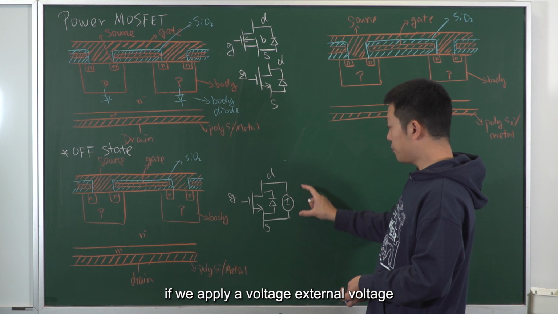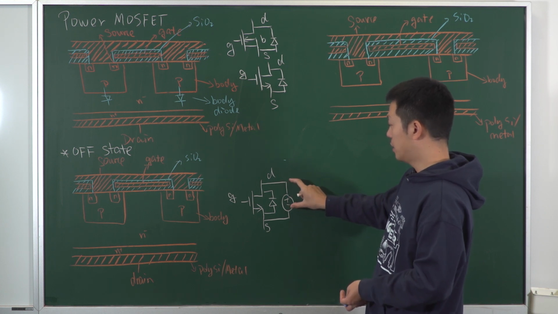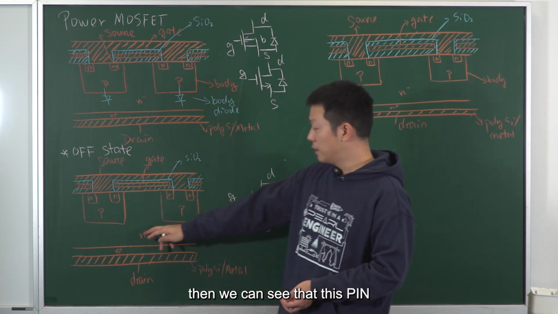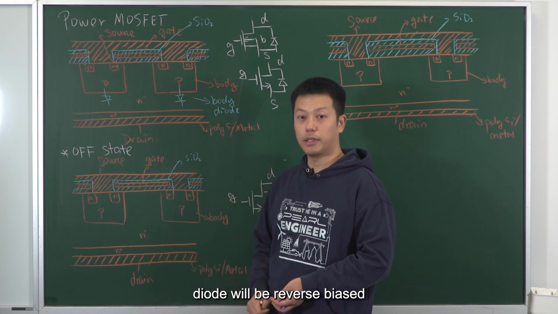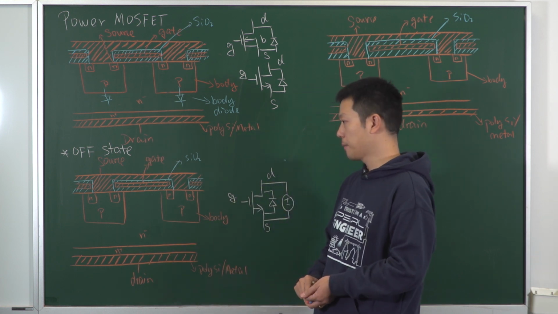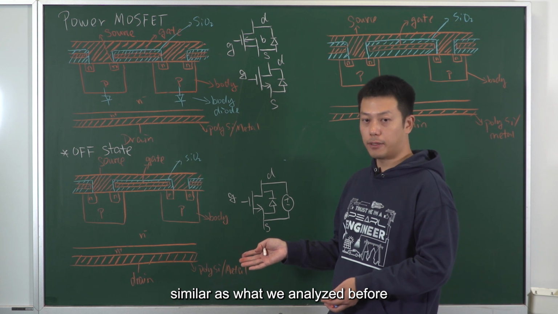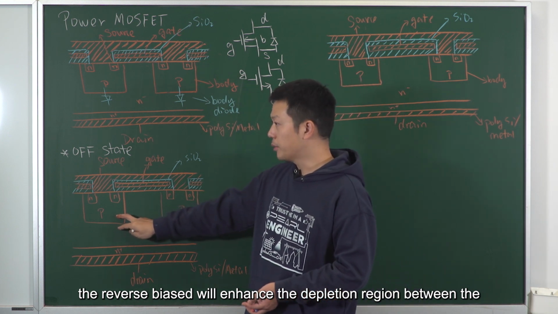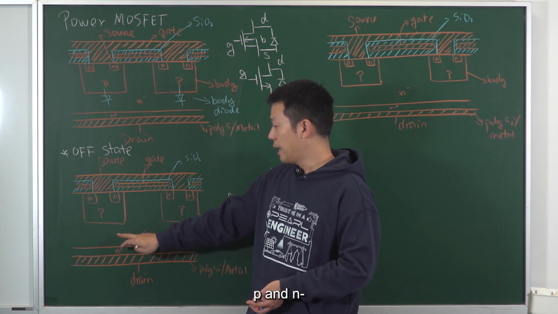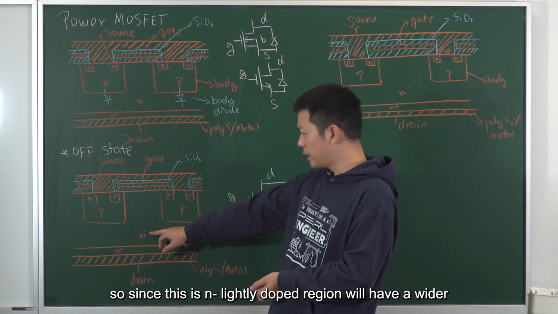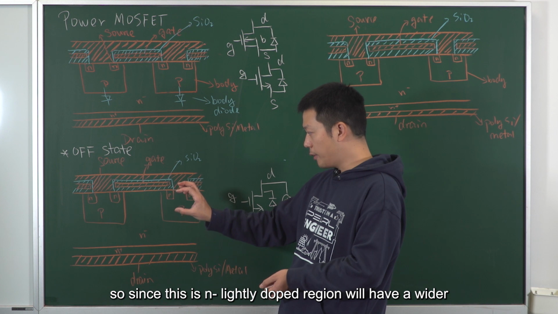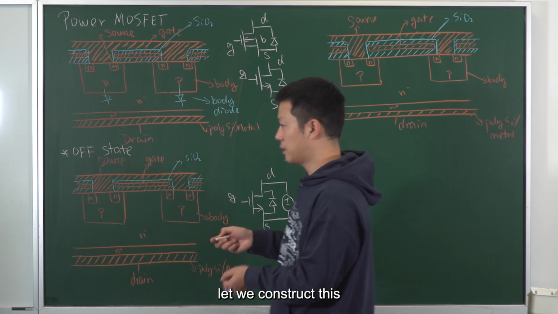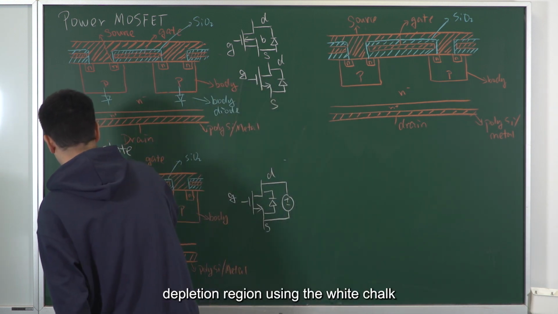So now let's see what happens in this scenario. If we apply an external voltage from the drain to the source, so here is the drain, right? Then we can see that this PIN diode will be reverse biased. Similar to what we analyzed before, the reverse bias will enhance the depletion region between the P and the N minus. Since this is N minus lightly doped region, we will have a wider depletion region width in the N minus region. So now let me construct this depletion region using the white chalk.